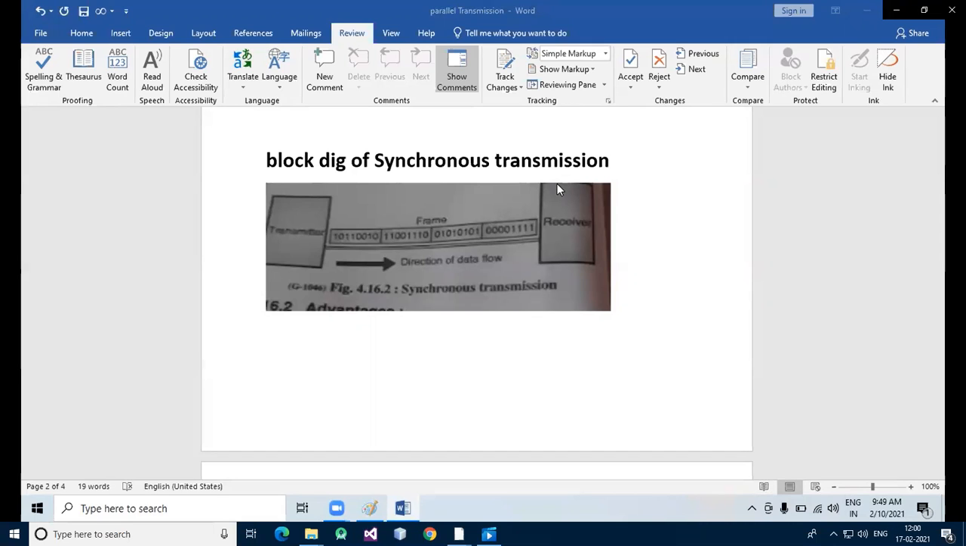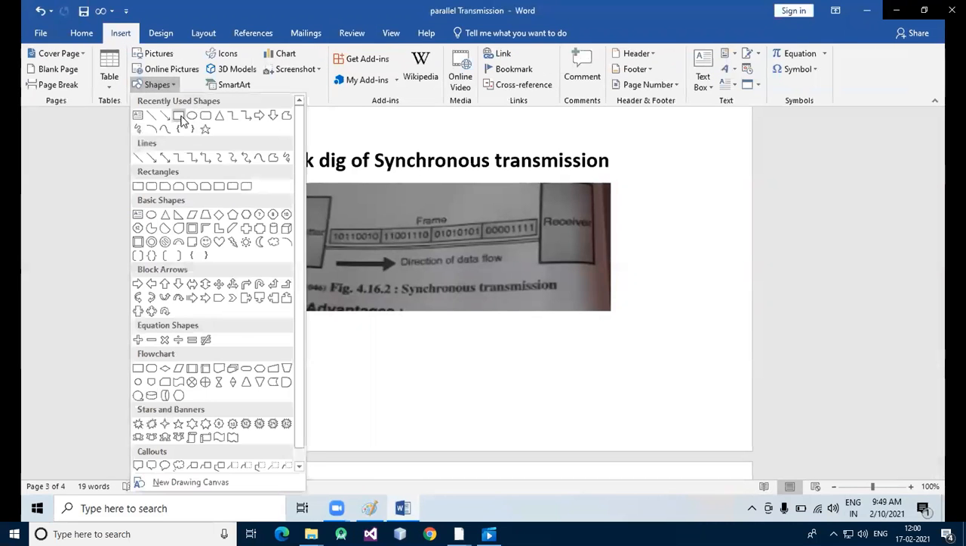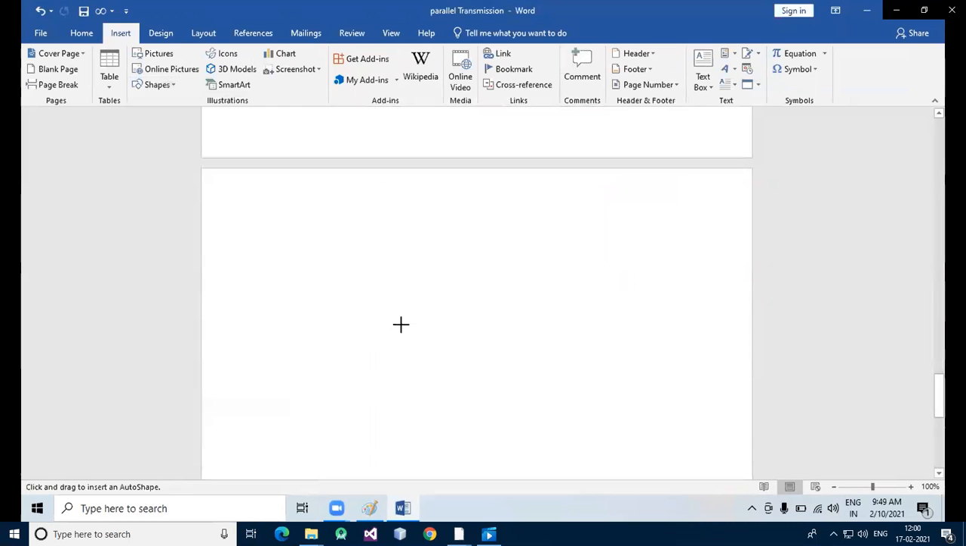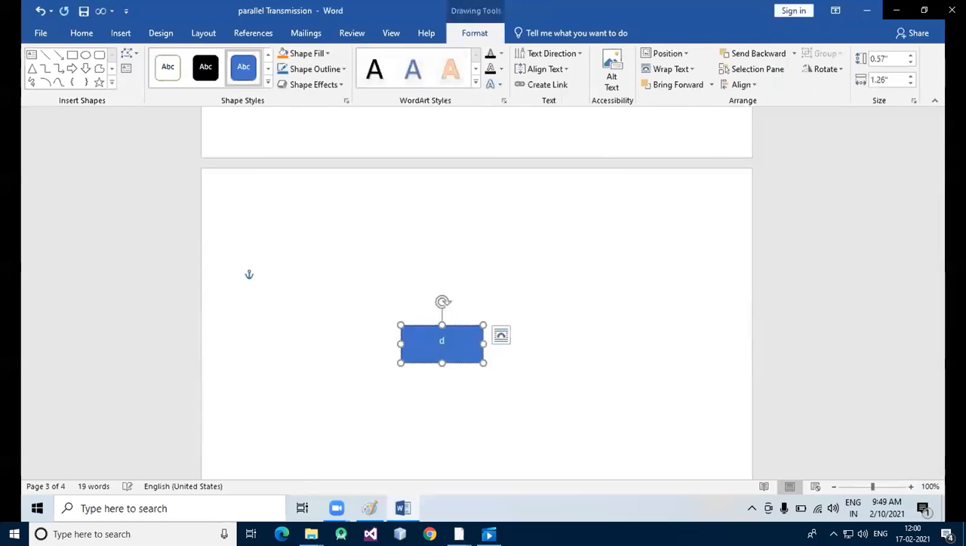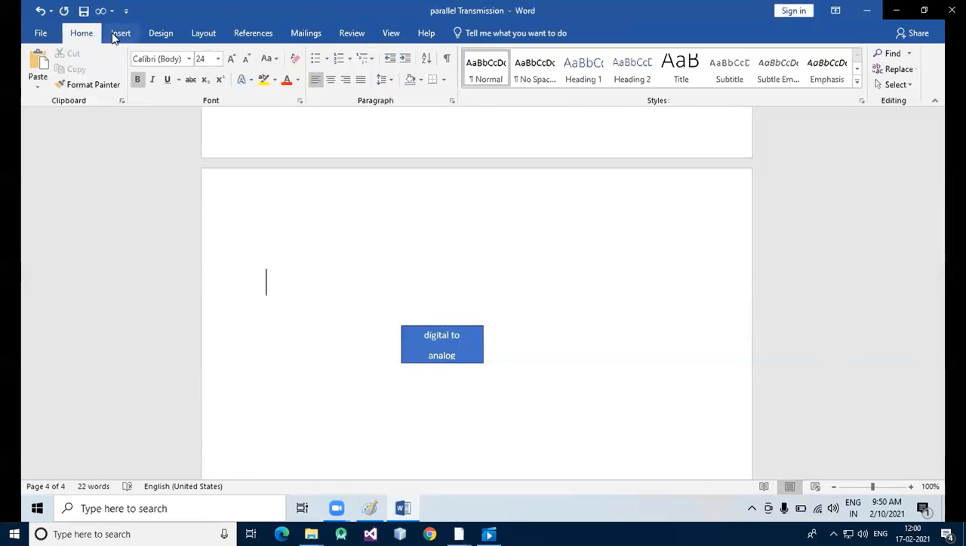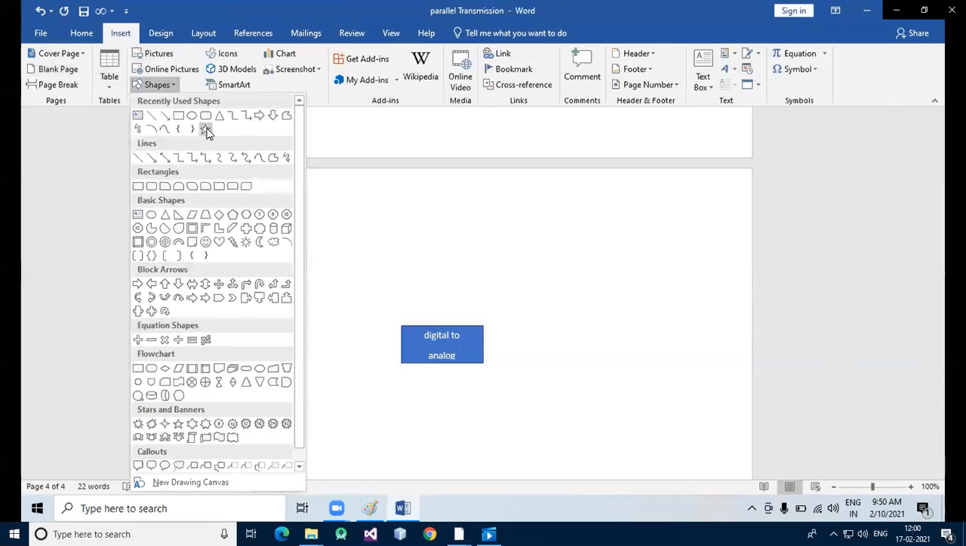Digital to analog conversion. We have already seen digital to analog conversion. So let's draw a diagram first. Just one minute. So this is a diagram of digital to analog conversion.